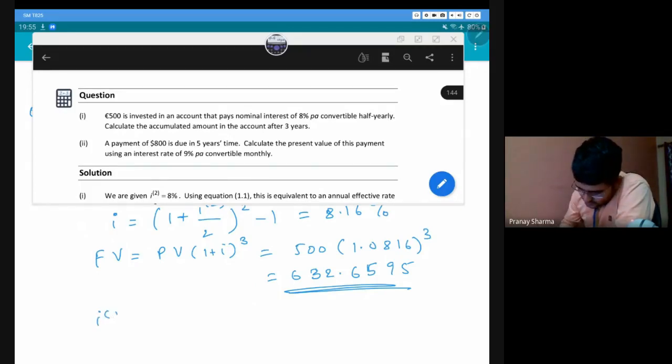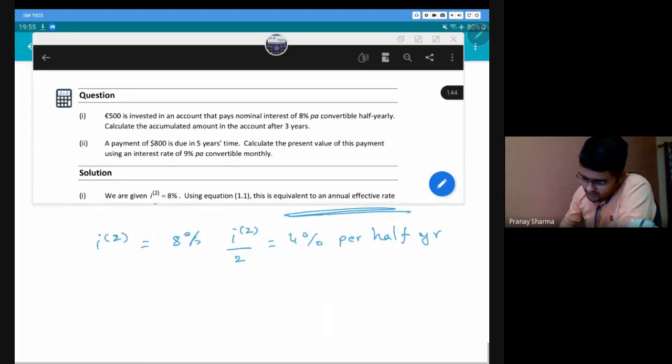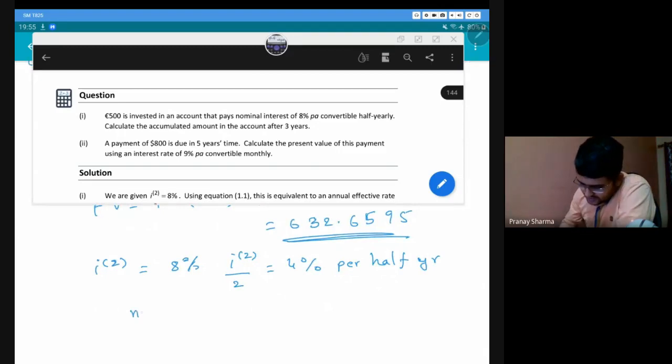So our I2 was how much? I2 was 8%. So our I2 by 2, that is IP by P, will be 4%. This becomes effective per half year. Okay. So our N now, I will write it as N dash. Our N now is going to be number of half years. So you can actually write it as N as well. N was how much? N was 3 years. That is nothing but 6 half years.